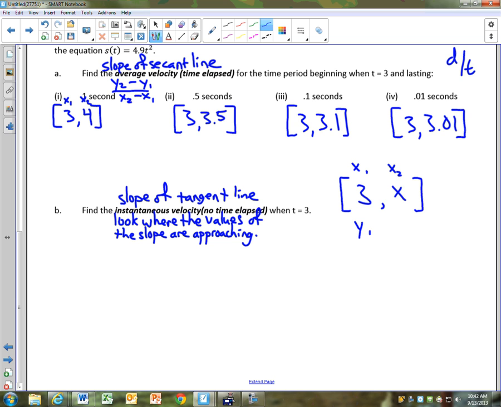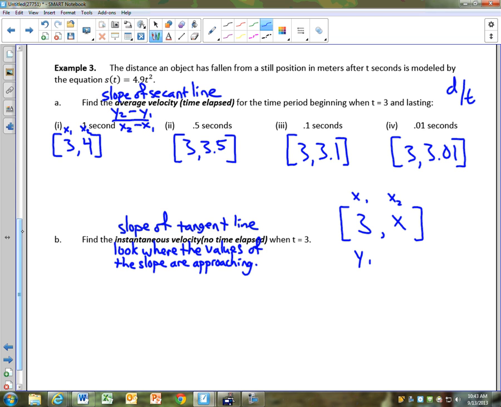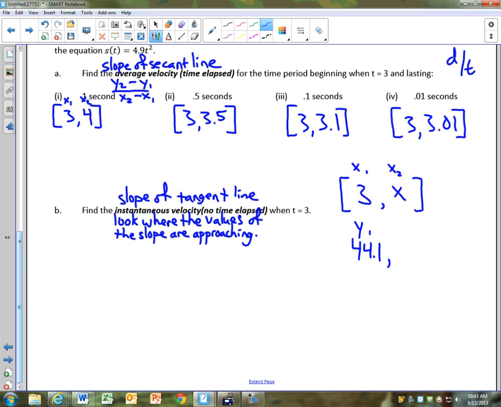After the object has been falling for 3 seconds, how many meters has it fallen? How would I figure that out? 4.9 times 3 seconds squared. What does that give you? 44.1. That's its position. At 3 seconds, it's fallen 44.1 meters. We're in meters and seconds. What is its position at X seconds? How far has it fallen at X seconds?